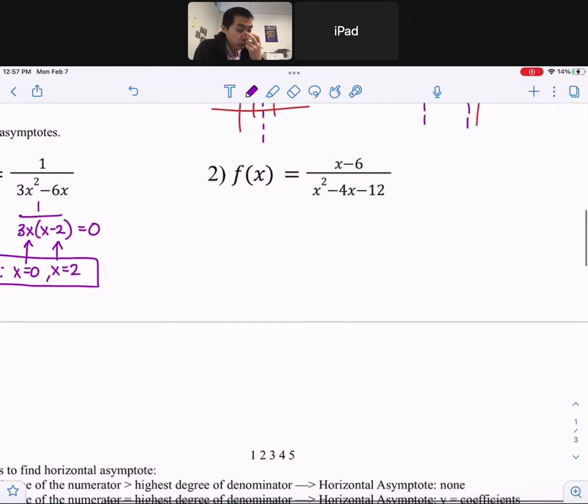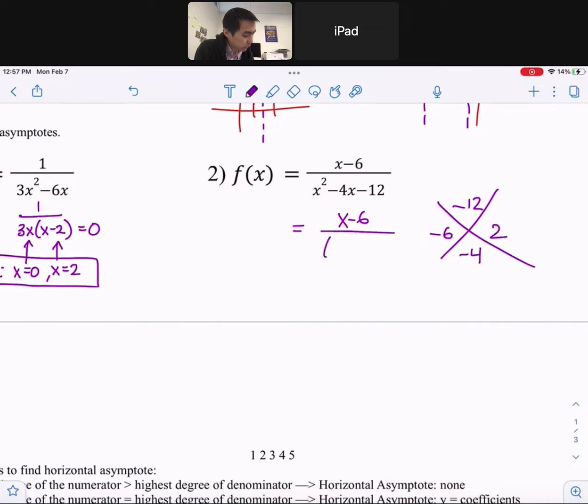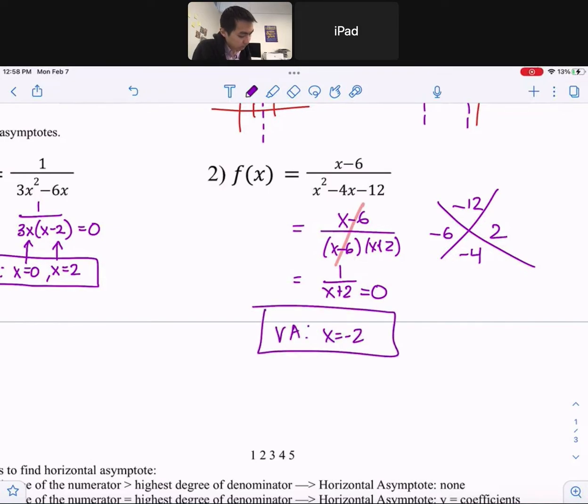For number 2, now we have to factor out everything. So x minus 6, use your X method. Negative 6 and 2. So x minus 6 times x plus 2. These cancel, so you have 1 over x plus 2. Once everything's factored, set the denominator equal to 0, and x is going to equal negative 2. That's your vertical asymptote.